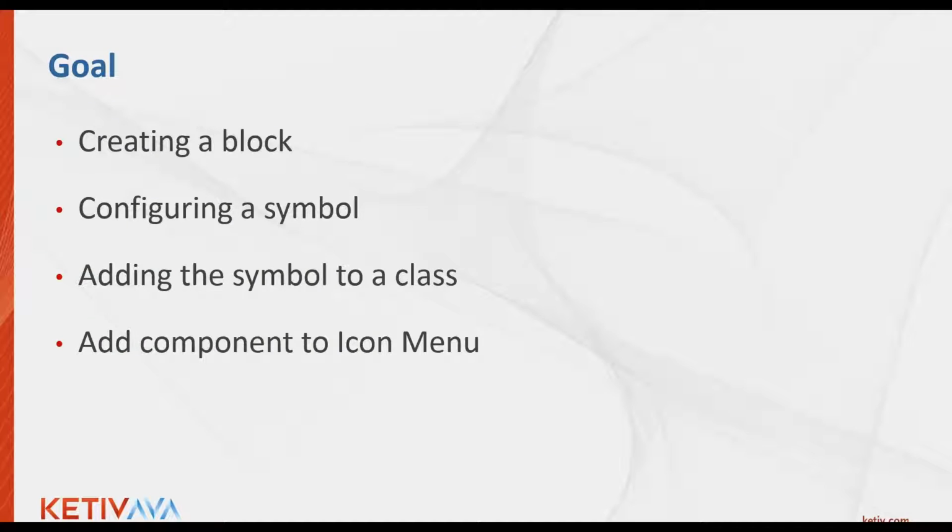So for today's topics, as far as creating custom components within AutoCAD Electrical, we're going to be creating a block. We're going to take a look at configuring your symbol. We're then going to be adding that symbol to a class and adding a component to your icon menu. Now, for those of you who aren't familiar with AutoCAD Electrical or just trying to get used to the program out of the box, these custom components will allow you to incorporate your own company standards. Maybe you have your own symbols that you like to use for different things. This will allow you to have those inside your AutoCAD Electrical project.